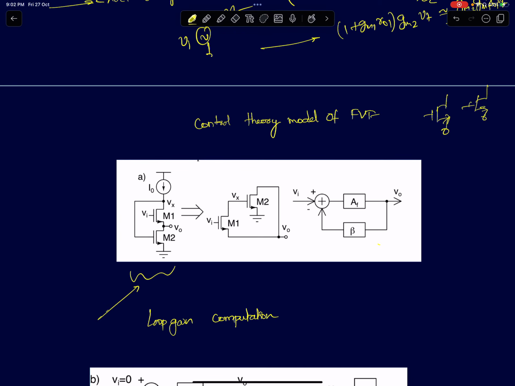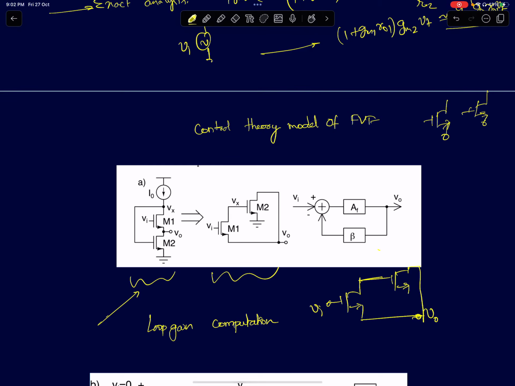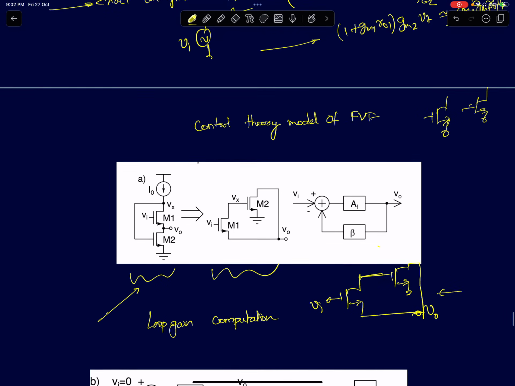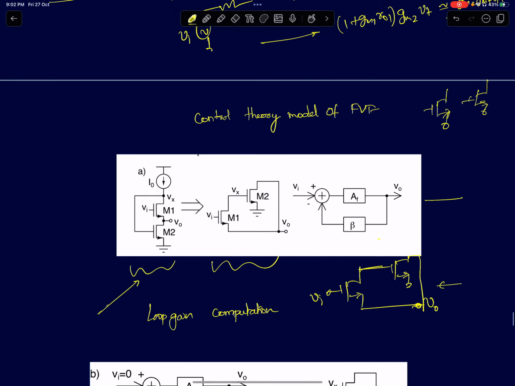So I'll slightly redraw the circuit. So here I've redrawn the circuit with M1, that's the input pair Vi and output V0, and there is the device M2 which is connected this way. Okay, so I've drawn it in a negative feedback manner such that you can compare it with a negative feedback control theory model. Okay, so the moment we finish drawing the equivalent model of the circuit, the next step is to find out the open loop and closed loop gains, open loop and closed loop output impedances.